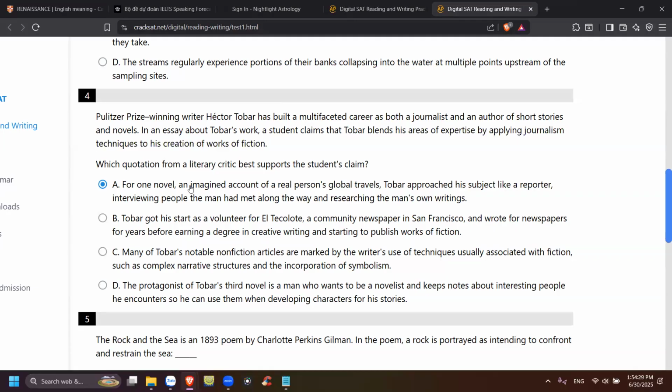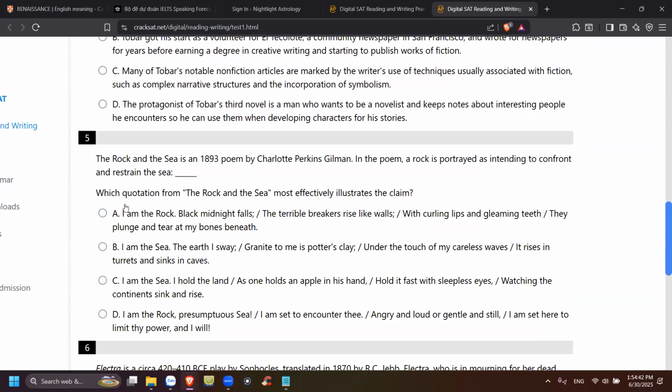So they said an imagined account. So this one must be fiction. And he approached it like a reporter interviewing people. That is applying journalism, right? Yeah, journalism. Correct. Okay. Number five.